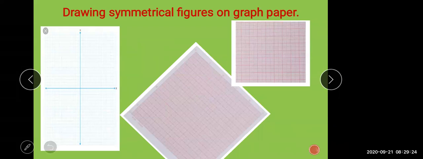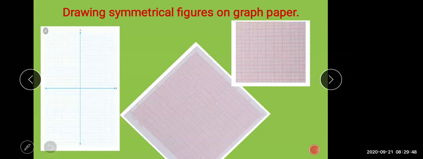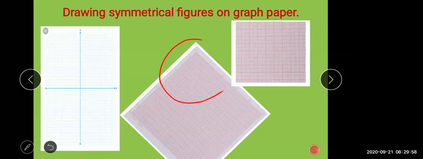Now look here, the capital P. How many axes can we draw? How many axes can we draw on the capital P? We cannot draw any axis. Very good. Now the C. How many axes can we draw on the capital C? 1. Yes, very good. 1, not more than 1.